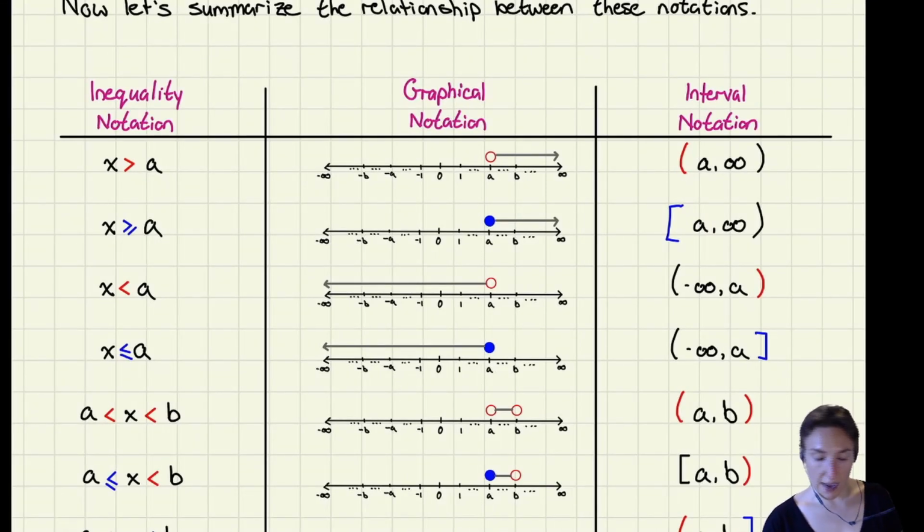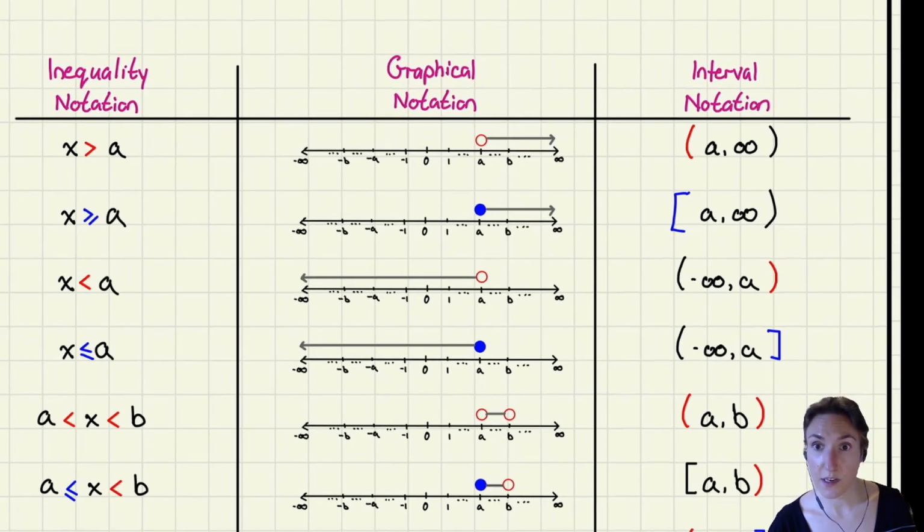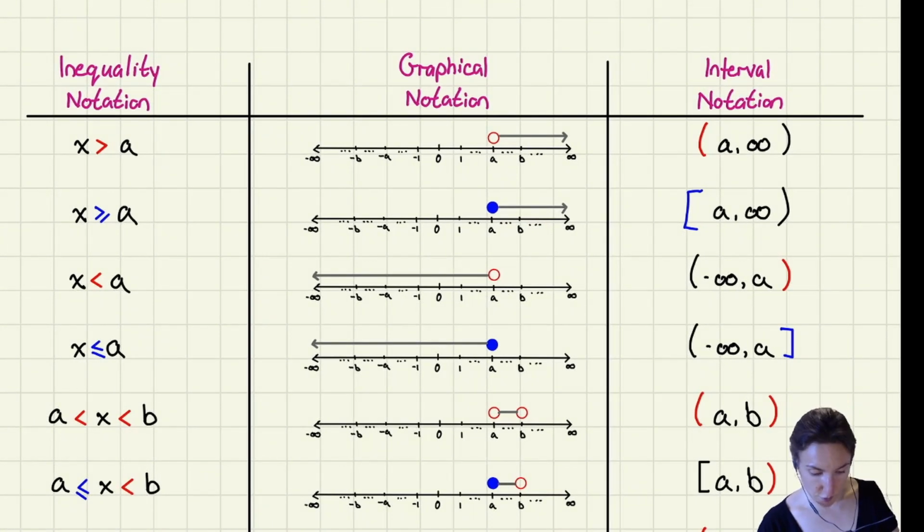So say that you have the first one: X is greater than A. What does that mean on a number line? Hang on, let me just see how big my head is compared to this. It's a little bit hard to see, but there's 0 here. I've called A here, B here, negative A here, negative B here. So X is greater than A. X is not equal to A, so that's why I have an open circle here, but it can be anything between A and infinity.